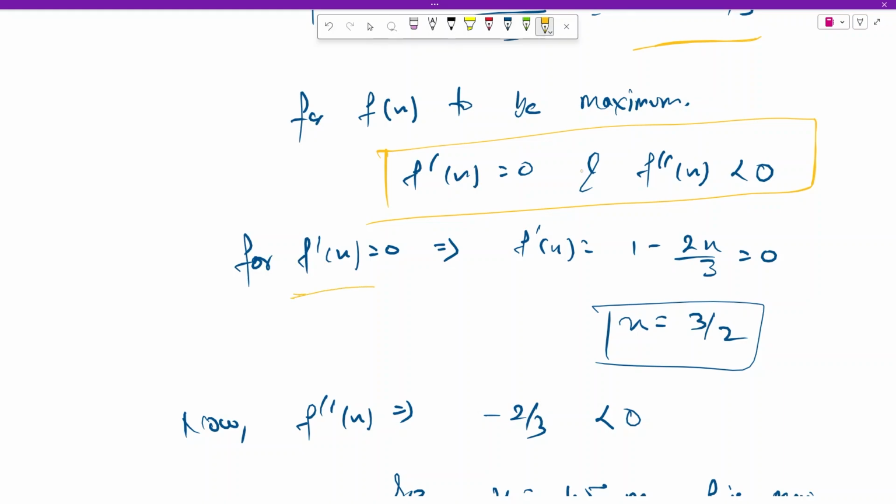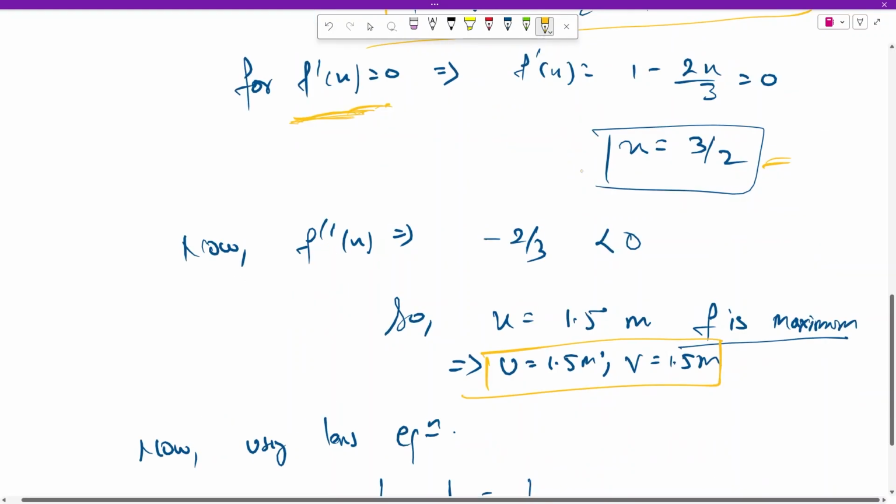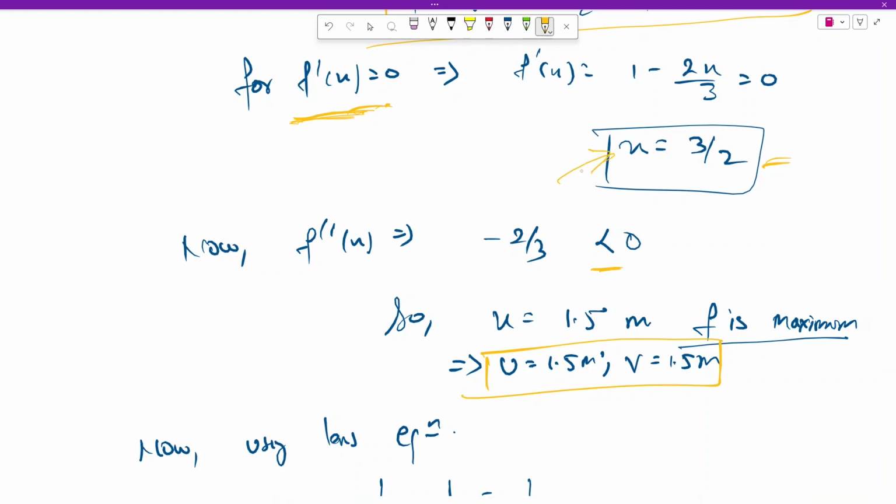Now differentiating it for the first time with respect to x and equating it with 0, we came to the conclusion that the value of x is 3 by 2, or 1.5 meter. Now checking it for the double differentiation, we get a negative value, that is, for the value of x as 3 by 2, the second derivative is going to be negative, so f(x) is going to be maximum.